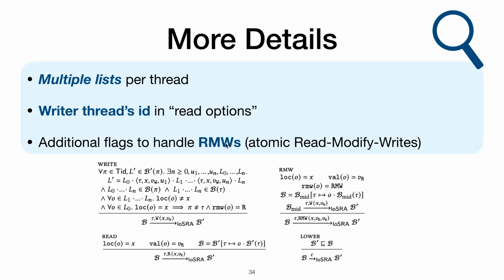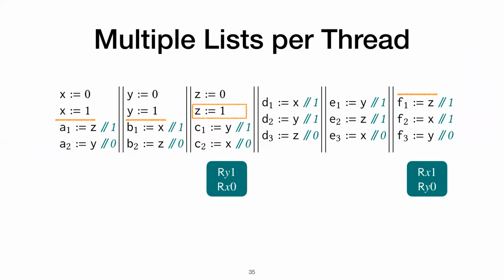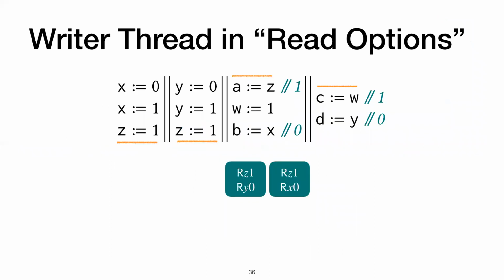And if we want to handle RMWs, which I didn't talk about, these are atomic read-modify-writes that are important instructions to implement things like locks, then we need some additional flags, but this is not so difficult. I have some examples of why we need all these complications, but in the interest of time, I'll skip them.